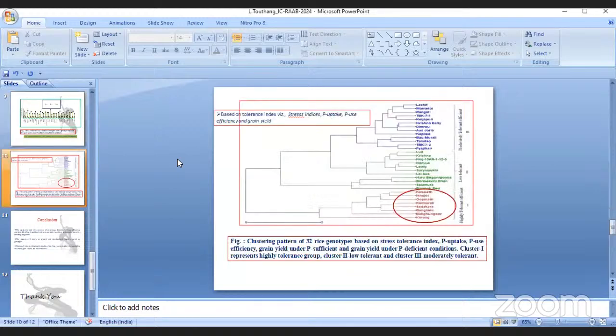Based on these stress indices, phosphorus uptake, phosphorus use efficiency and grain yield, the genotypes were classified into 3 groups. The first cluster consists of 8 genotypes, including Kasalath. This group is identified as highly tolerant to low phosphorus, or phosphorus deficiency tolerant, and the rest are identified as low tolerant or moderately tolerant.